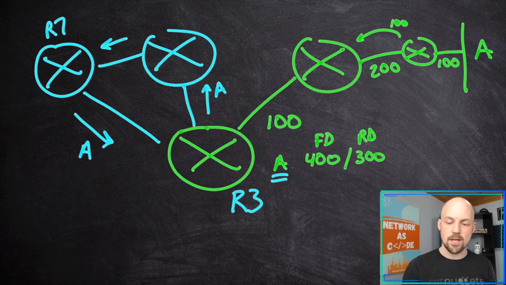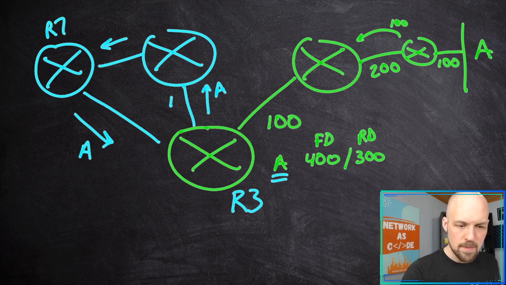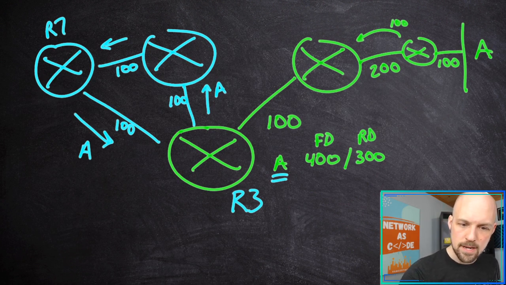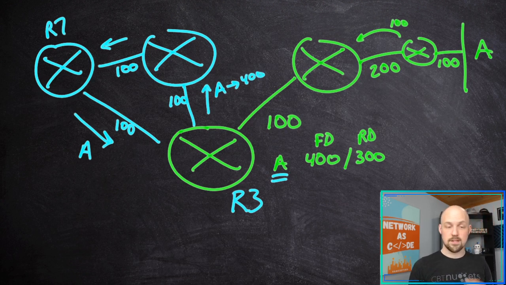So whatever the scenario is, okay, router 7 has advertised to router 3 that it's got a path to A. Let's just make all of these 100 to keep it simple. 100, 100, 100. So what is router 7 telling router 3 that its distance is? Well, router 3 told this router here that it's able to get there in 400, right? It's reporting its feasible distance.